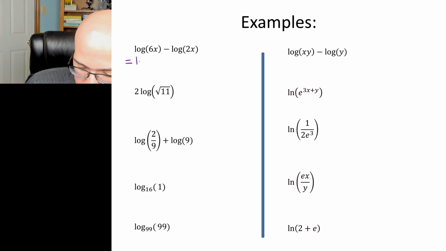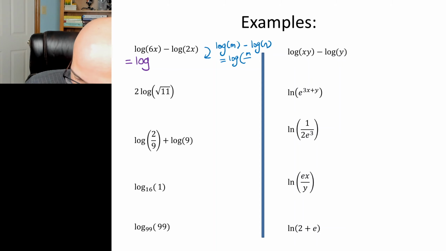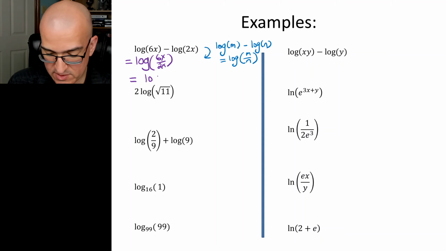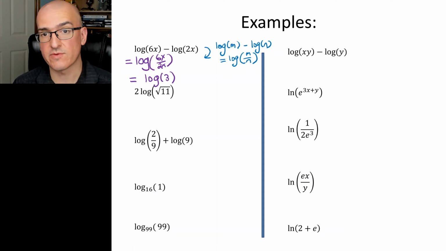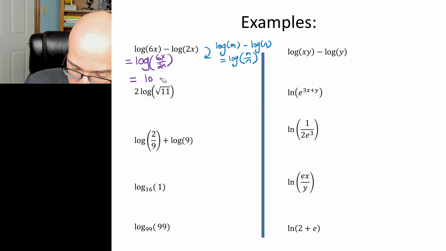To simplify, I'm going to use a log rule that says log of m minus log of n is log of m divided by n. So this is going to be the log of 6x over 2x. The x's cancel, and then 6 over 2 is 3, so we get just log of 3. That's it. Log of 3, that's our answer. We leave it as log 3. We can't do anything with it. We don't want to introduce decimal representations of log 3.